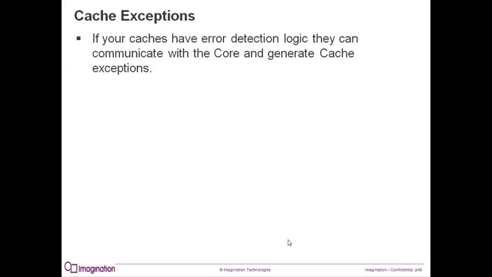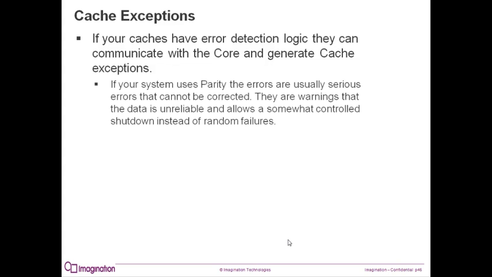Let's talk about cache exceptions. The cache can generate exceptions. Cache exceptions will depend on your hardware. If your cache is designed to report errors, it can do so by causing a cache exception. Cache error detection is implementation dependent. If your cache has parity detection, it will generate a cache exception when it gets a parity error. In general, a parity error in the cache is fairly serious.